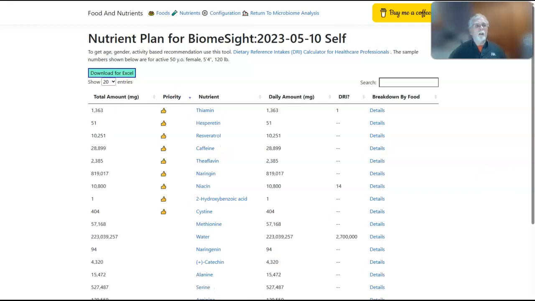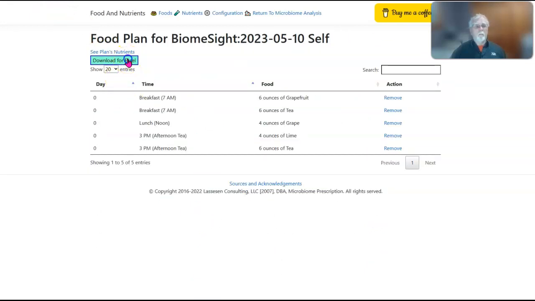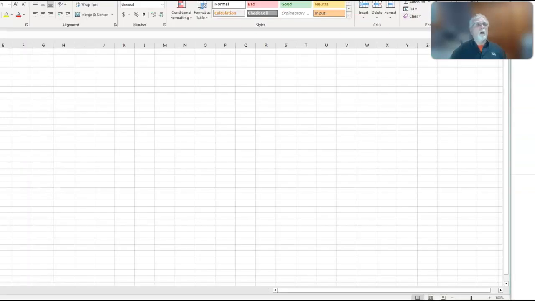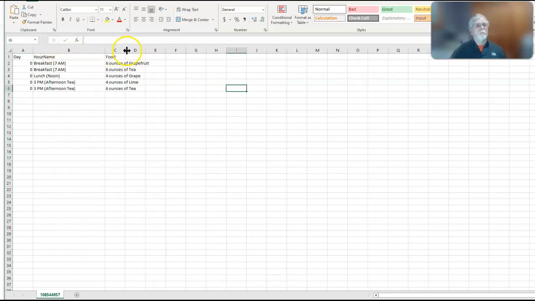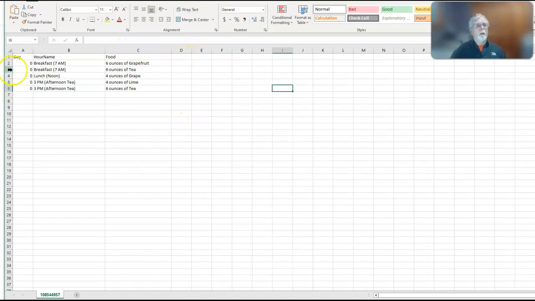So I'm going to shut up with that, and notice that we have the option of doing download for Excel, or we can go back here and we can download for Excel here and just open it. And there we have menu, how many ounces, etc. So everything is there ready for you on day 0, and you can do more. So that was just a quick demo of how to use the food thing.